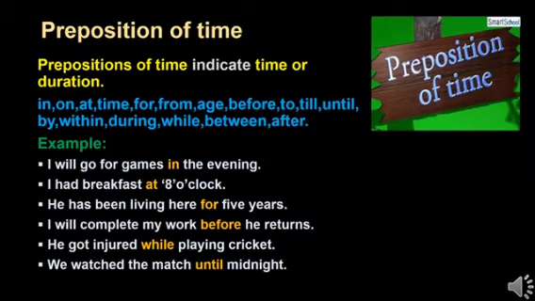Preposition of time. Prepositions of time indicate time or duration. What does preposition of time indicate? It indicates time or duration. Here are the words which indicate time: in, on, at, for, from, age, before, to, till, until, by, within, during, while, between, after. Let's see how we can use these words in a sentence.